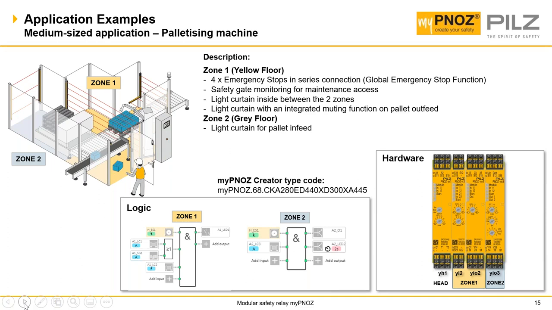On the output side, a relay is required in zone 1, and in zone 2, a semiconductor output with an off delay time of 2 seconds is required. You can also see in zone 1, the OR logic function has been selected for the light curtain and safety gate. As before, the myPNOZ creator generates the logic, the module sequence and the unique type code number.